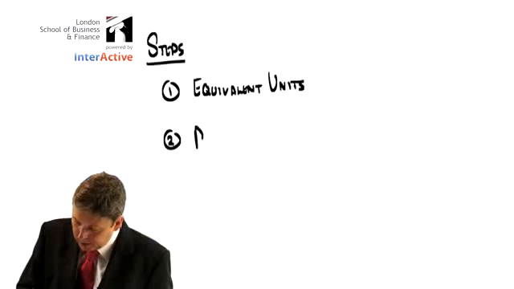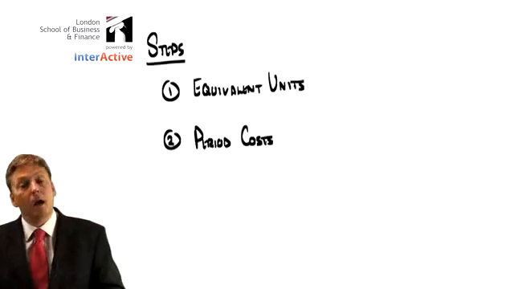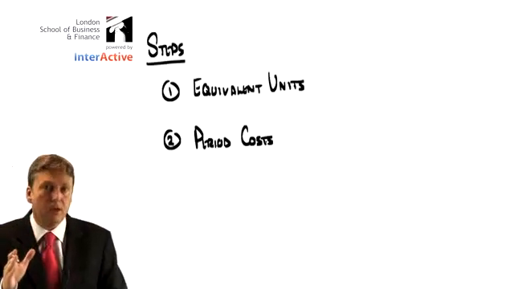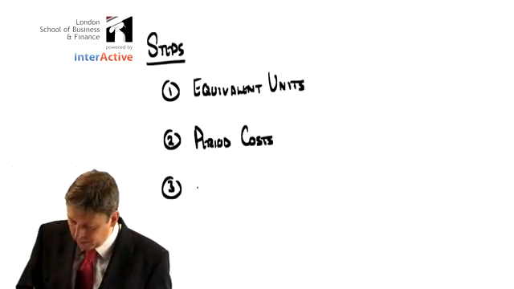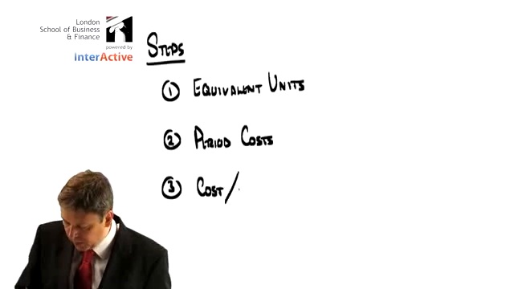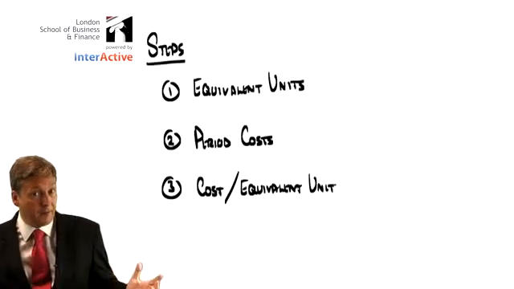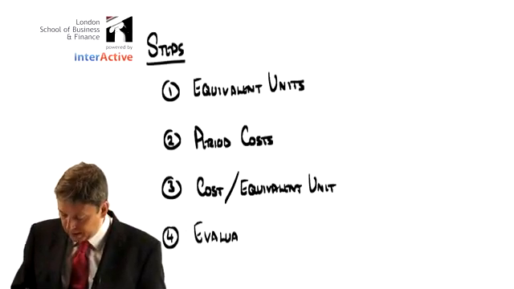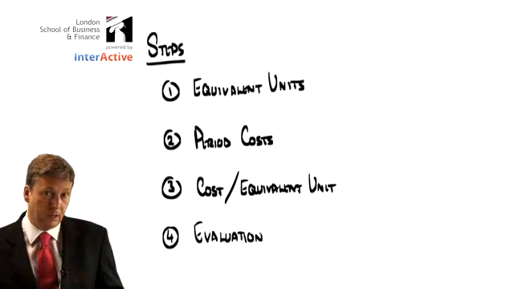Secondly, we want to look at the period costs. Again, the reason why I separate this out is that the period costs will depend on the method that we use. And of course, if we have the period costs and the equivalent units, we can get our cost per equivalent unit. And finally, if we have that, we are able to do an evaluation. And we would hope that out of the evaluation we'll drop the answer that you need during the exam. So, 4 steps.